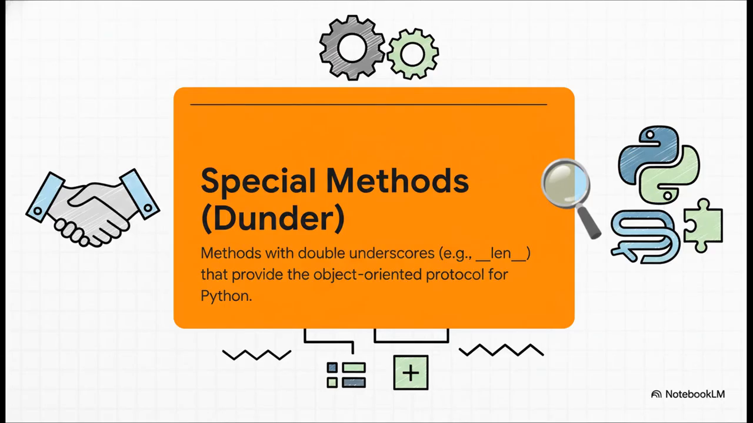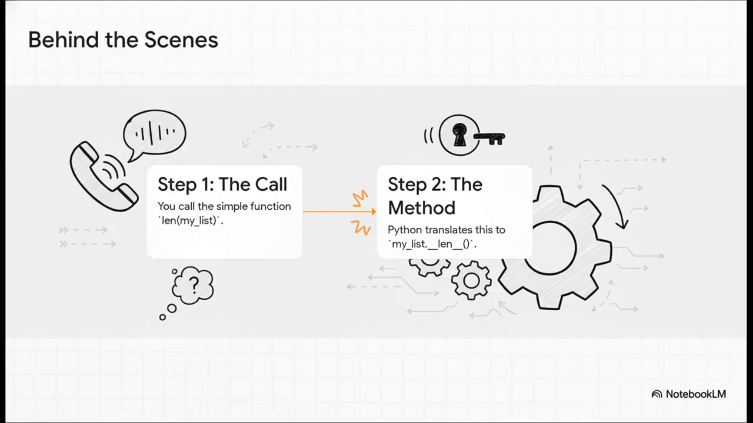The secret here is something we call dunder methods, and that's just short for double underscore. Think of these special methods as a secret handshake. They're what allow the objects you build to hook directly into Python's built-in functions and syntax, making your code feel incredibly natural. So here's where the trick is revealed.